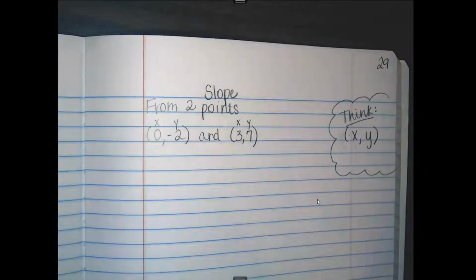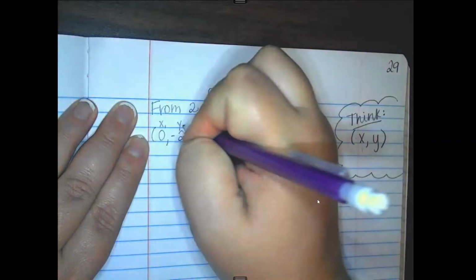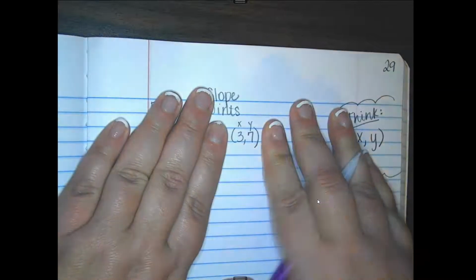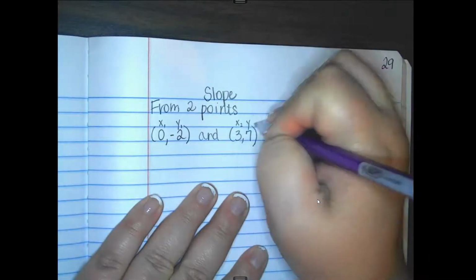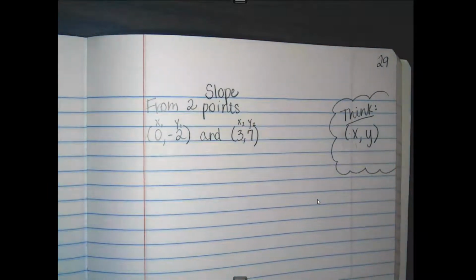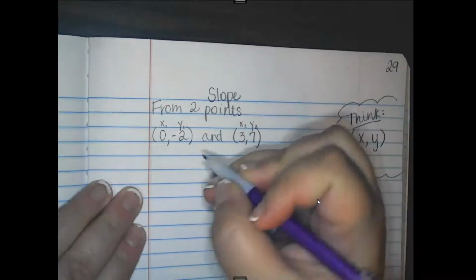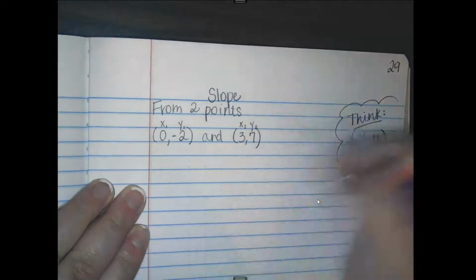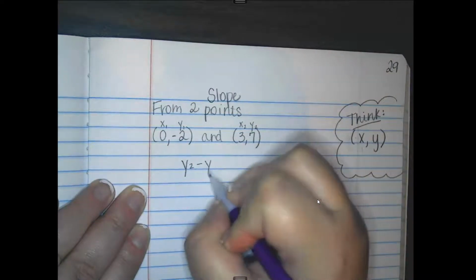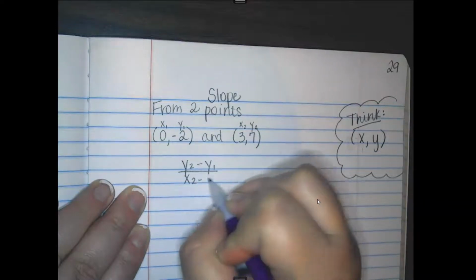And then I'm going to say, okay, this is my first point. So I'm going to put little 1s after them because that's my first point. Come to my second, and I'm going to put little 2s because they're the second points. Alright? So to actually find the slope from this, we need a formula. So we're going to do y2 minus y1 over x2 minus x1.